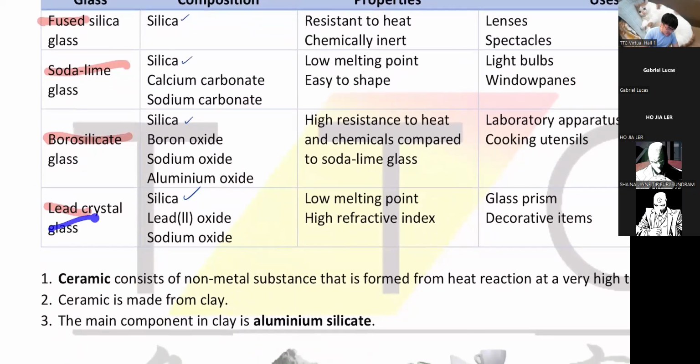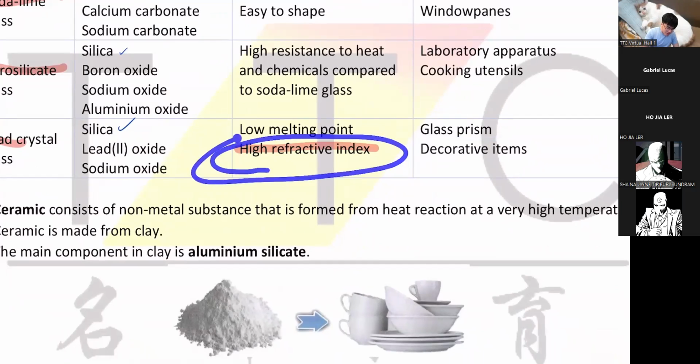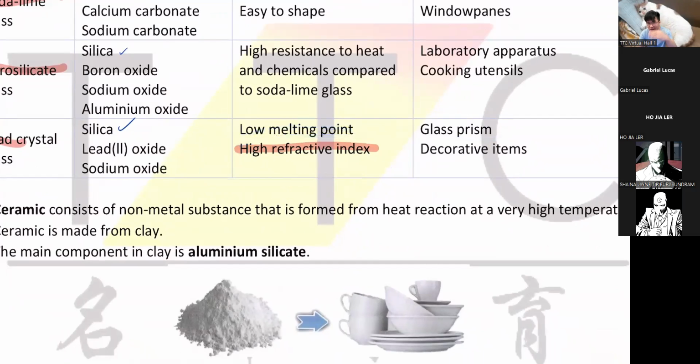And of course, lead crystal. This is not for making any container. This is used to make prisms or any refractive stuff because they have a very high refractive index. What does it mean by high refractive index? That means they can bend light very well. So what, sir? If they bend light very well, so what?